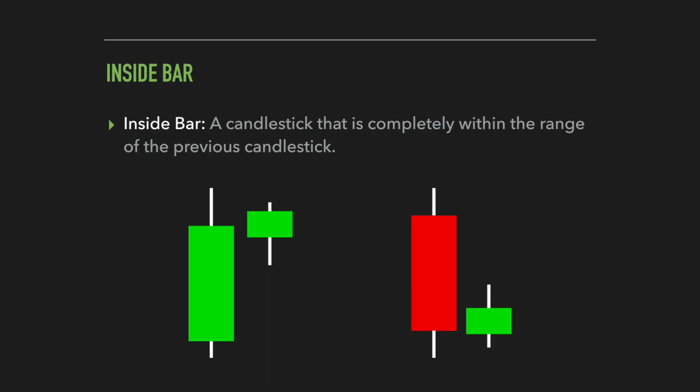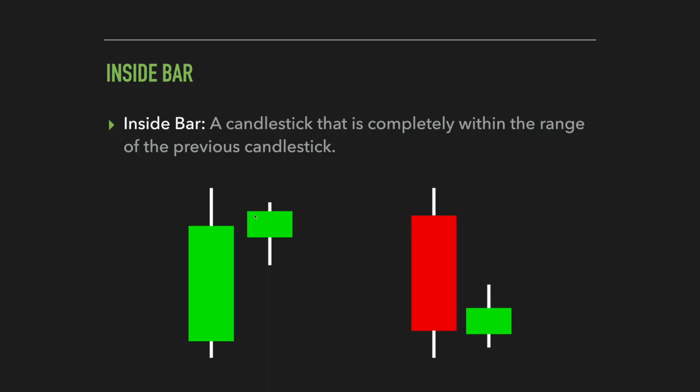What is an inside bar? Well, for those of you that are familiar with different candlestick patterns, you can kind of think of an inside bar as the opposite of an engulfing candlestick. An engulfing candlestick is going to be a candlestick that completely surrounds the previous candlestick. So essentially, an inside bar candlestick is going to be the opposite of that, where we have a smaller candlestick that is going to be completely within the range of the previous larger candlestick.